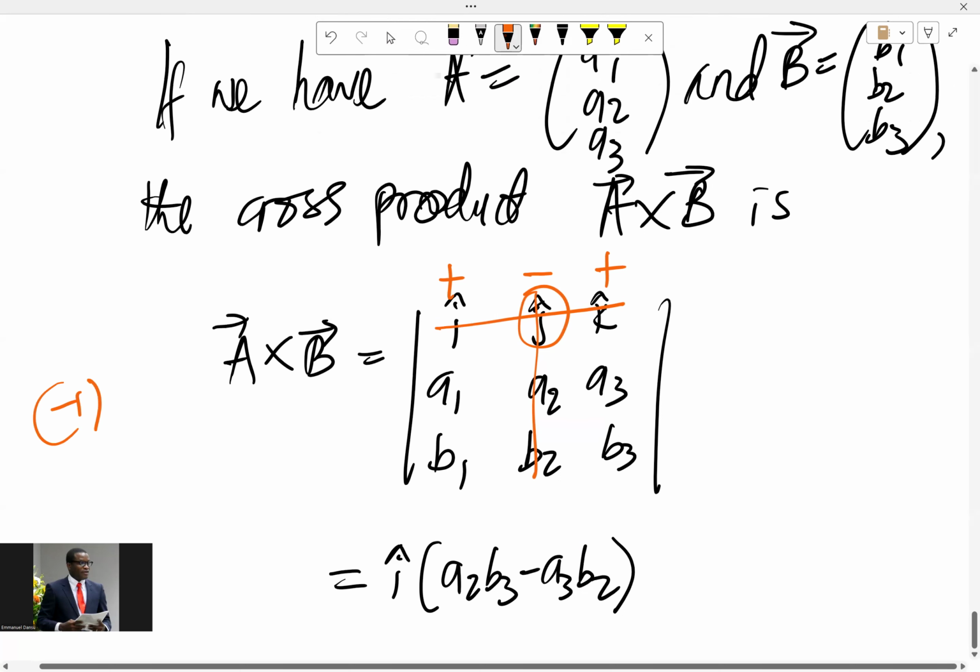And the reason is because you say minus 1 raised to power, it belongs to row 1, column 1. That is 1 plus 1. And that is minus 1 raised to power 2. And minus 1 raised to power 2 is minus 1 times minus 1. And the answer is positive. So plus 1. So that's why this one has a plus.